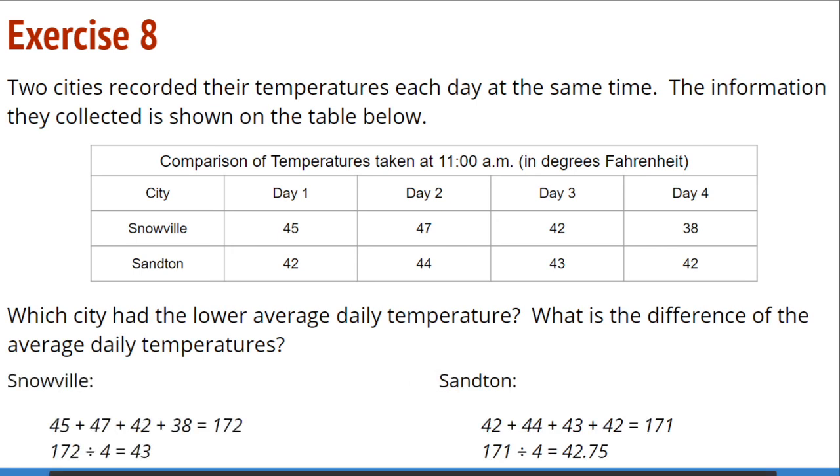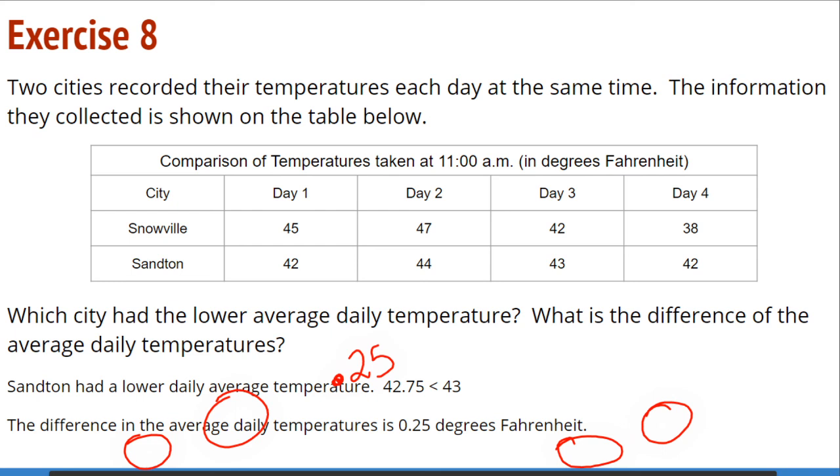So for Snowville, if I add it all together, I get a total of 172. And if I divide that by 4, I find an average daily temperature of 43 degrees Fahrenheit. If I go to Sandton and add it all together, I've got a total of 171 divided over 4 days, and I have an average temperature of 42 75/100 degrees Fahrenheit, which is a difference of 25/100. 1/4 of a degree is the difference in the average daily temperature between these 2 towns. So Sandton has the lower daily average temperature, and it's 25/100 degrees.